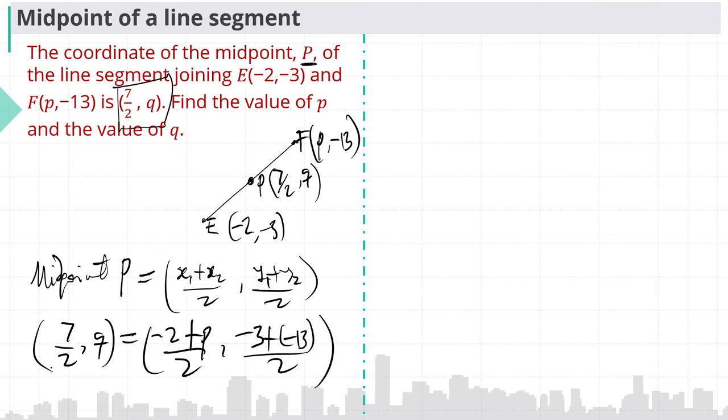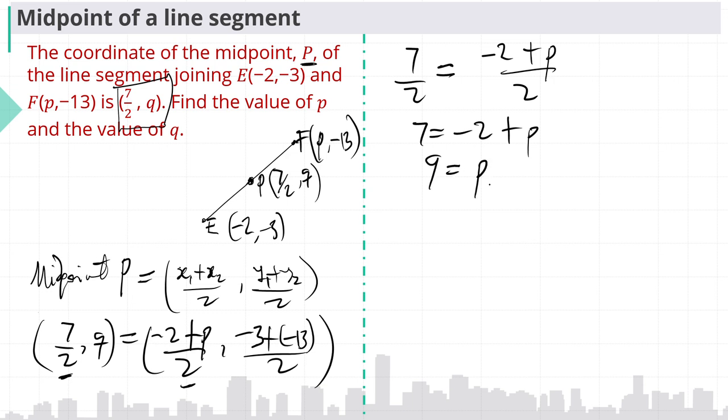So we should have that the x coordinate on the left hand side equals the x coordinate on the right hand side. Clear the fraction by multiplying both sides by 2. We now have this. Now add 2 to both sides. You get a value of P to be 9.